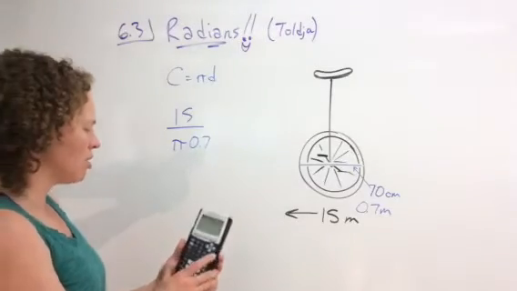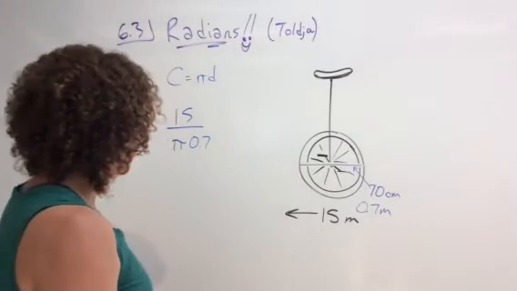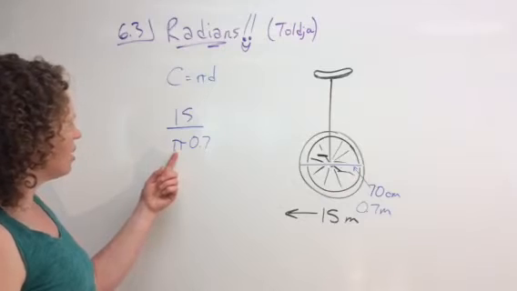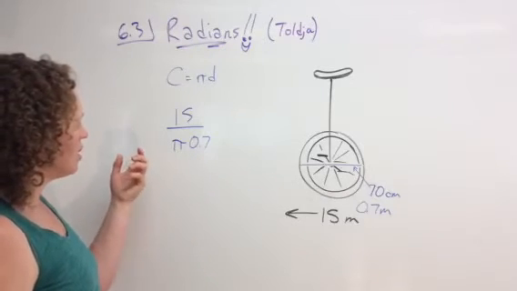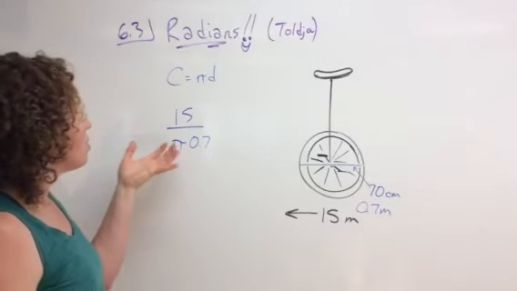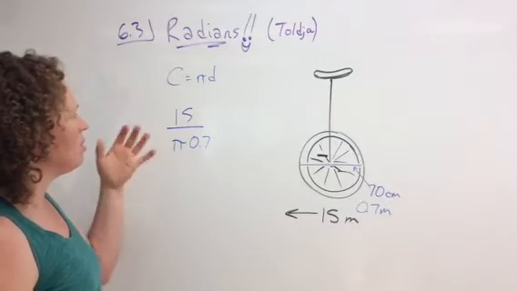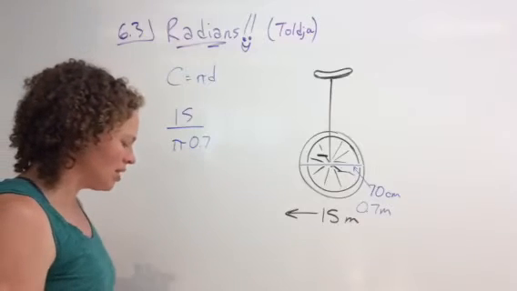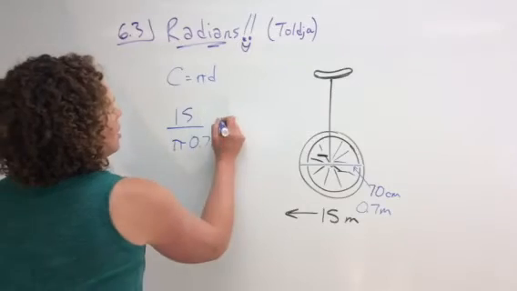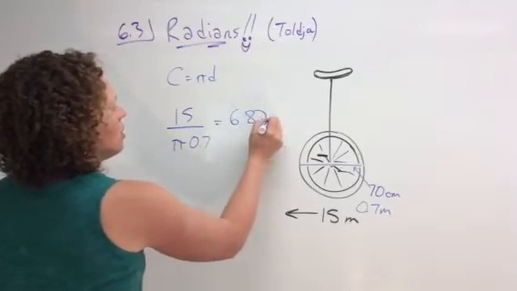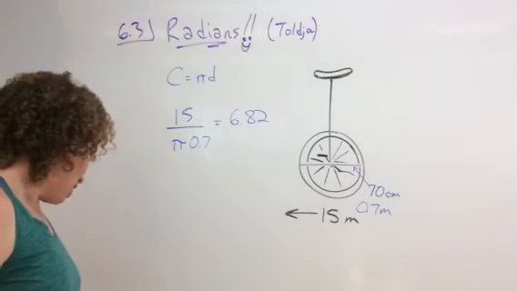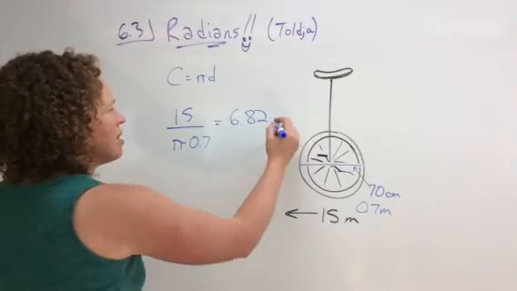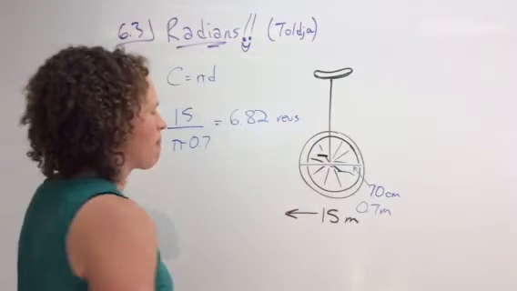So I've got my units matching. I solve it, and this is approximately 3. So 3 times 0.7 would be giving me something like 2. So 15 divided by 2, I'm going to expect it to be somewhere around 7, and the answer is 6.82. So it's nice to just sort of estimate and decide as you go whether or not your answer is reasonable. So I've got 6.82 revolutions, revs.